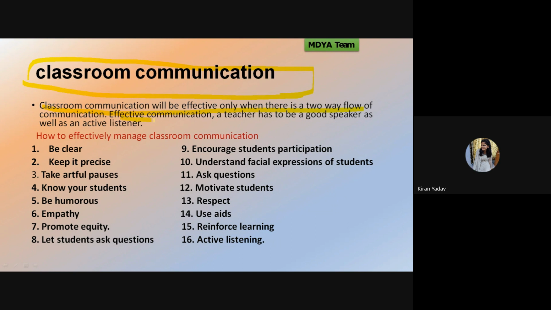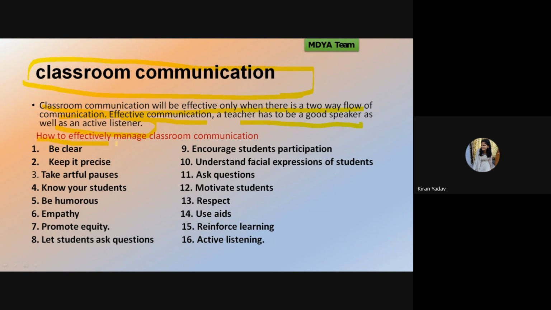So the teacher should be a good speaker as well as an active listener. That means the teacher should encourage students to speak, teachers should ask questions, and the communication should be two way.